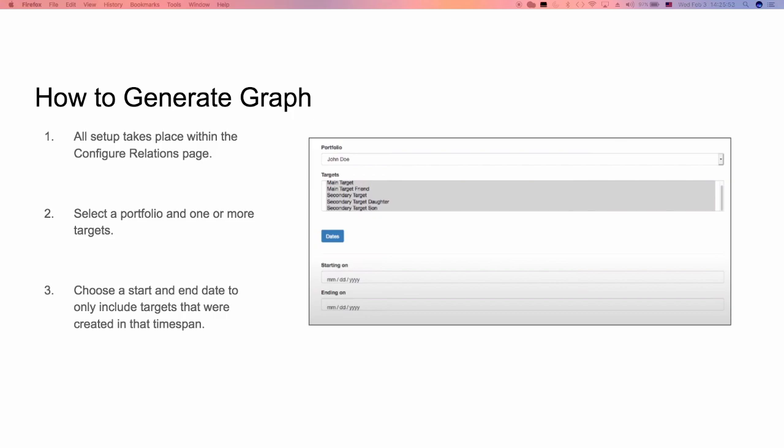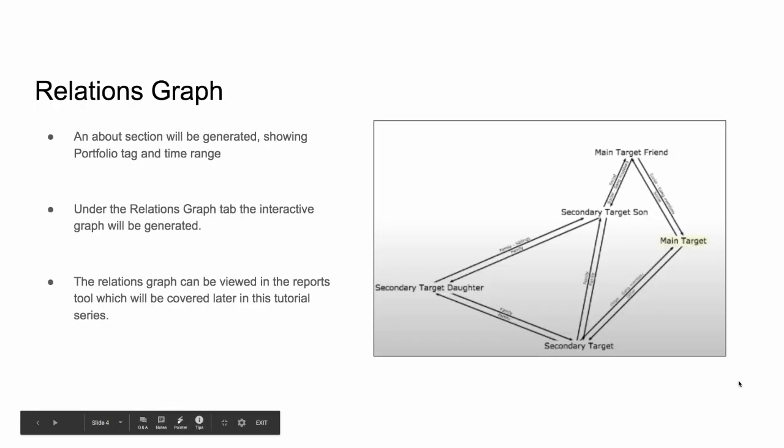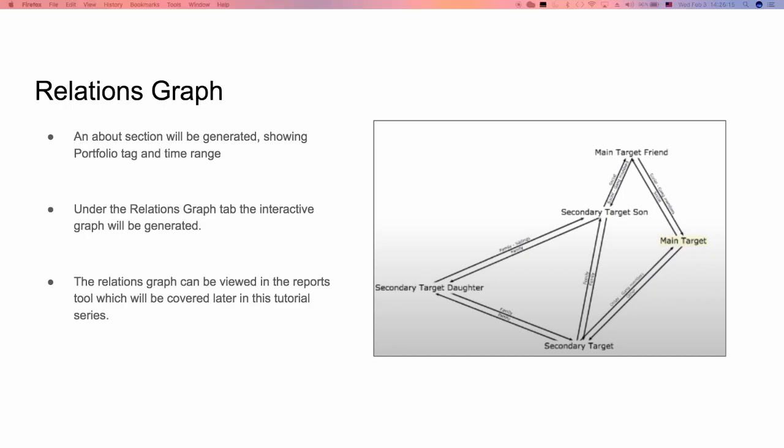One or more targets may be selected. Hold down the Shift or Command key for multiple targets. After selecting the targets you want displayed on the relations graph, please click Submit. Once you do that, an About and a Relations Graph tab will be generated. Under the About tab, the portfolio tag and target open date range for the graph are displayed. Under the Relations Graph tab, the interactive graph itself will be generated.